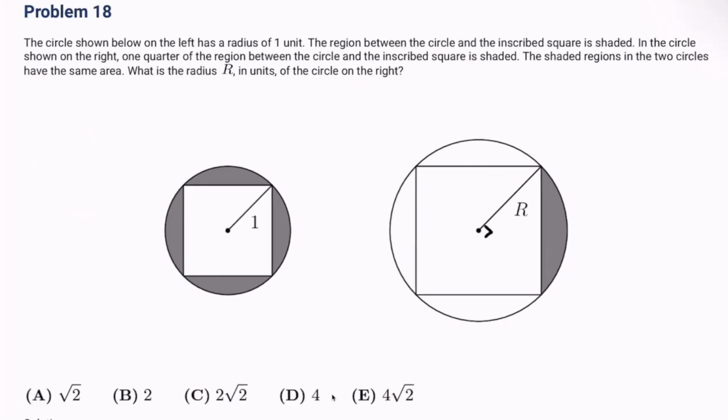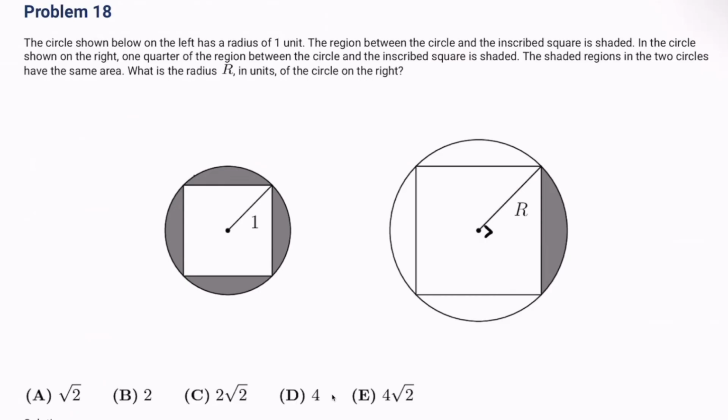Okay, so problem 18 now. The circle shown below on the left has a radius of 1 unit. The region between the circle and the inscribed square is shaded. In the circle shown on the right, 1/4 of the region between the circle and the inscribed square is shaded. The shaded regions in the 2 circles have the same area. What is the radius r of the circle on the right?